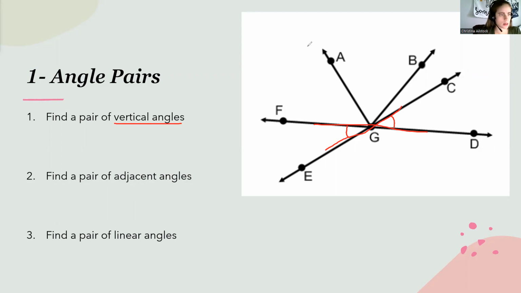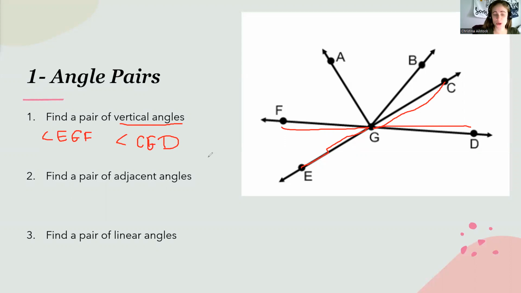Meaning that if we're going to properly name this, you can start in either direction. Typically, we go in alphabetical order. So I'm going to start down here with E. So EGF. So angle EGF is congruent to CGD. Apparently, I have really sloppy handwriting today. Clearly, it's been a minute.